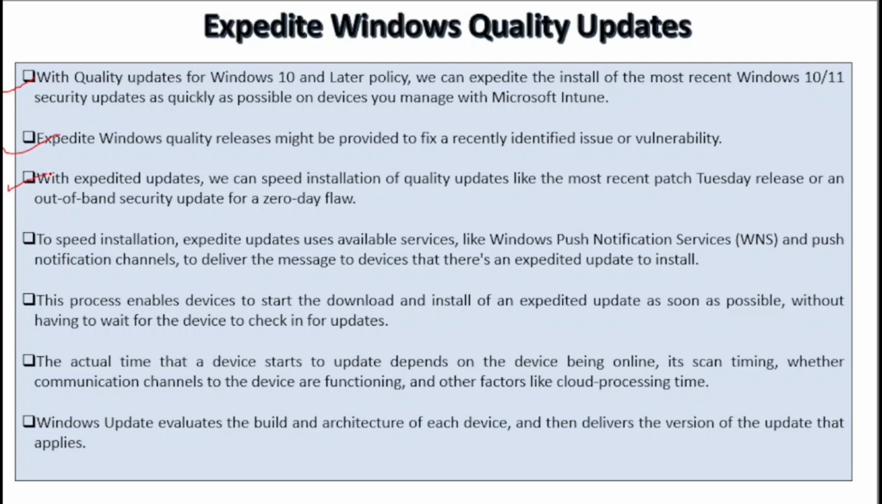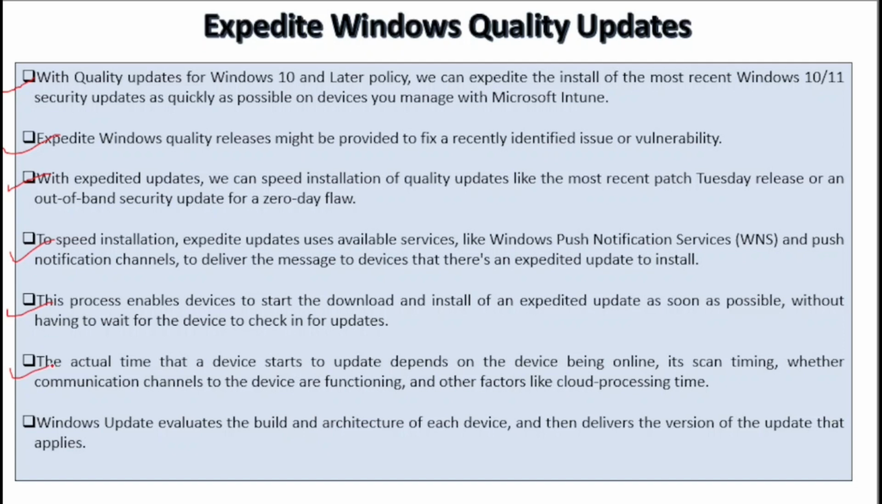With Expedite updates, we can speed installation of quality updates like the most recent Patch Tuesday release or an out-of-band security update for a zero-day vulnerability. To speed installation, Expedite update uses available services like Windows Push Notification Service, also known as WNS, and Push Notification Channel to deliver the message to the device that there is an Expedite update to install. This process enables the device to start the download and install of an Expedite update as soon as possible without having to wait for the device to check for update.